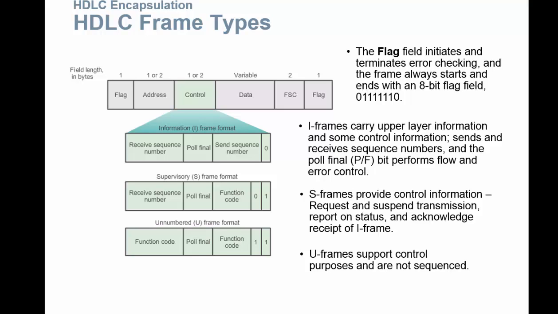I-frames carry upper layer information and some control information. It sends and receives sequence numbers, and the poll/final bit performs flow and error controls. Your S-frames provide control information. It's the request and suspension of transmission, reports on status, and acknowledgement of the receipt of the I-frame. And then the U-frames support control purposes and are not sequenced.